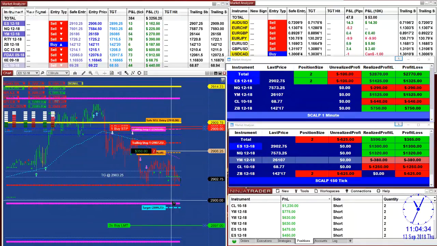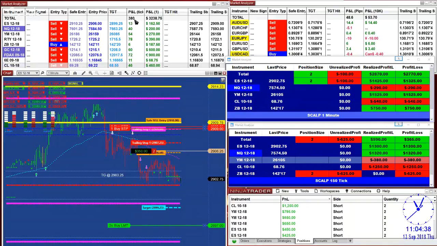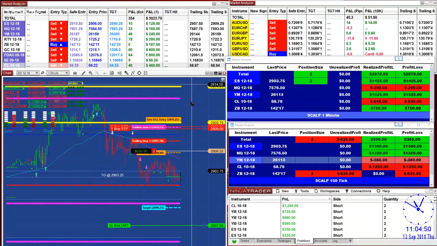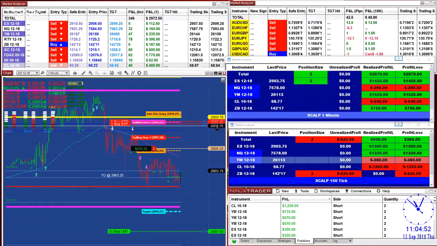We are at 380 ticks based on the last entry signal. Not all day long, 380 ticks, one contract, 1 minute market analyzer. And now 350.